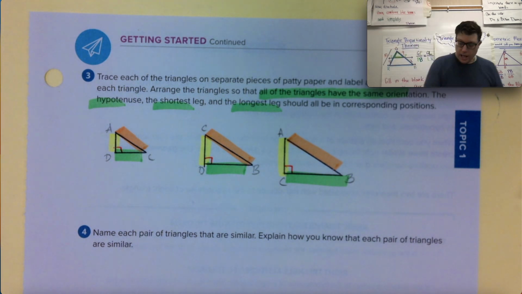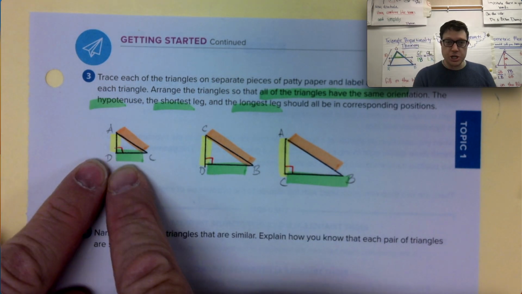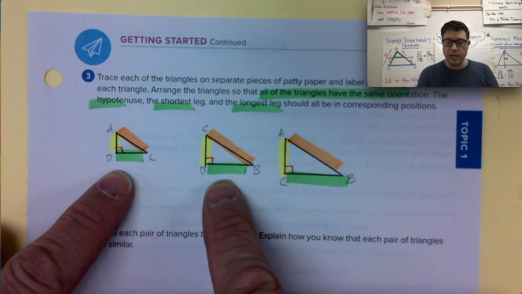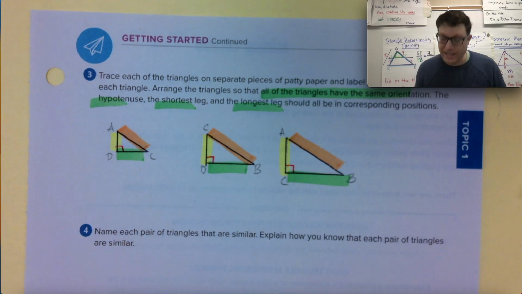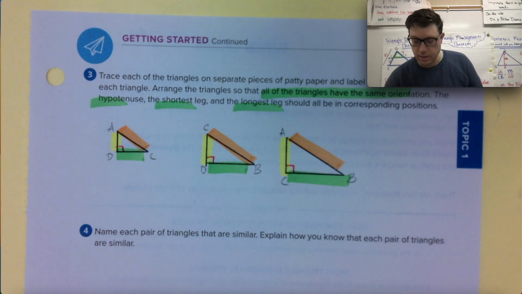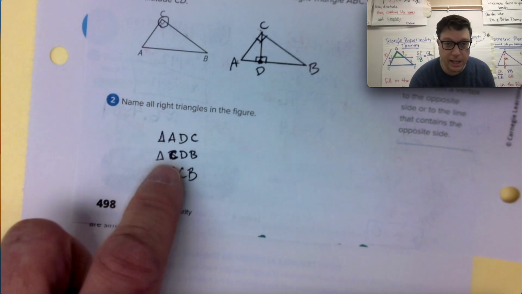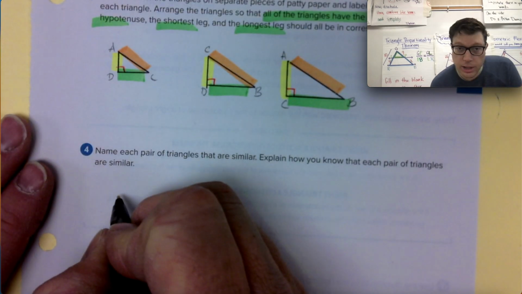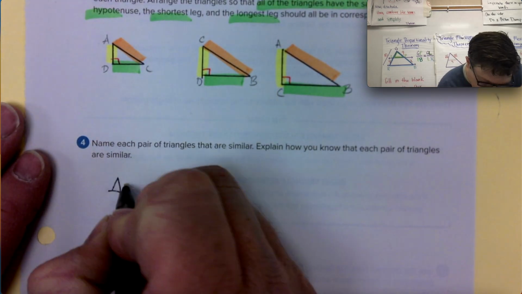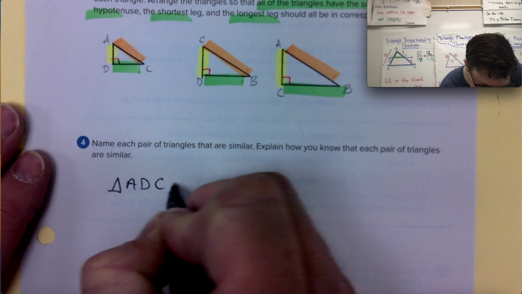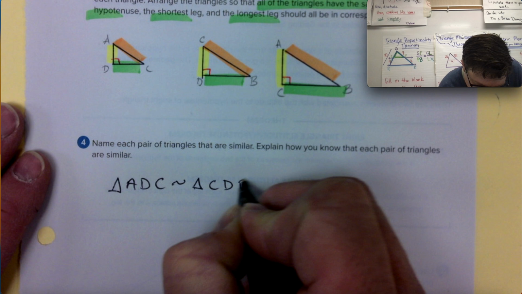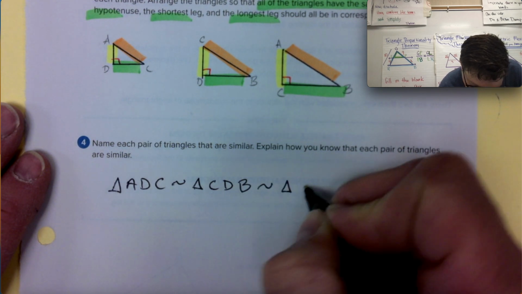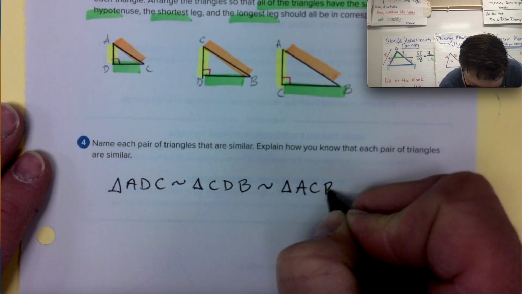And here's the deal. If I can create a fraction of yellow to yellow and green to green, they're going to be similar in this situation. I have angles in the middle, so I can say it this way. Now take the letters from here and put them onto question 4. Triangle ADC is similar to triangle CDB is similar to triangle ACB.